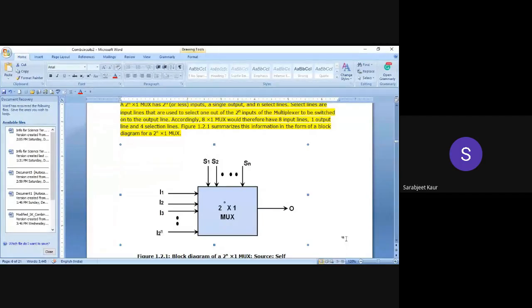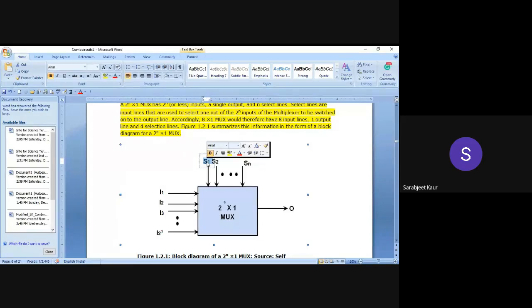Have you understood my question? Yes, ma'am. Ma'am, can you repeat once again? Okay. So have you first of all understood the role of the selection lines? Yes, ma'am. The role of the selection lines, as their name suggests, is to select one of the inputs to be passed on to the output. Clear? Yes, ma'am.